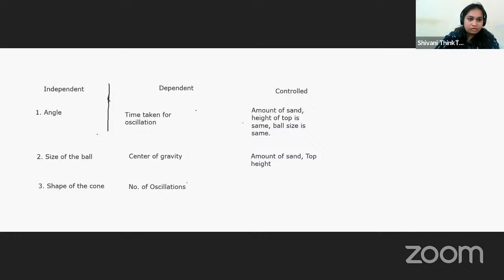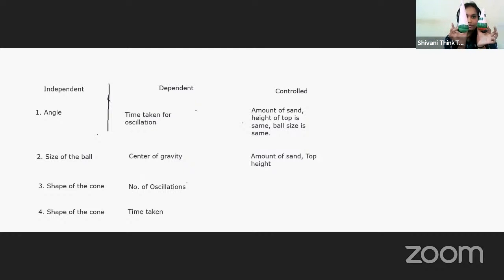Okay. So now for the same thing, that is the shape of the cone, this time the time taken, as we saw, this comes back to its mean position very early than this thing. The reason, I feel, is because there's air inside, right? So that is making it oscillate less. And what I've kept constant is the size of the ball, amount of sand, and the height.